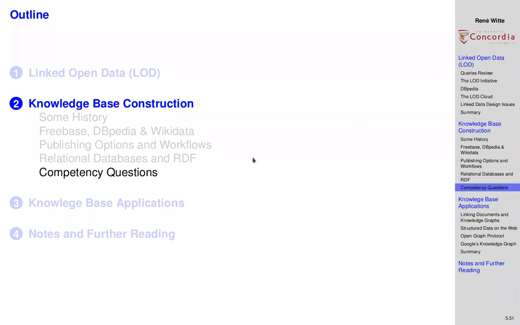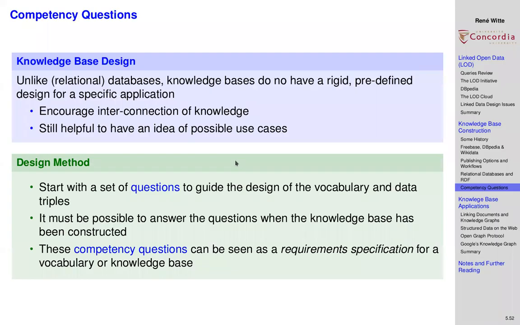Hello, welcome back. So in this part, I'm going to tell you how to design a knowledge base using a technique called competency questions. So the task that you want to solve is you want to design a knowledge base, a knowledge graph for a specific application. Now you want to build some kind of AI system.